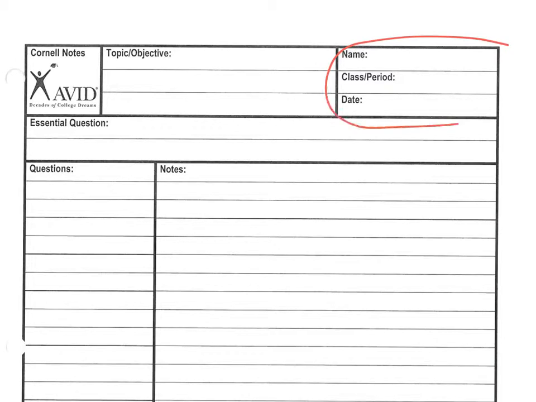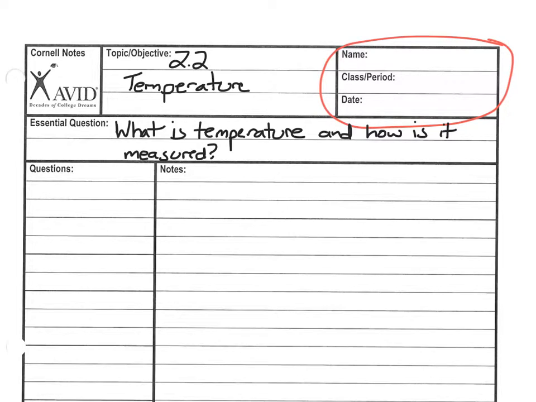Alright, so remember to put your name and your class period and the date over here. Our objective is Objective 2, temperature, and our essential question is, what is temperature and how is it measured?